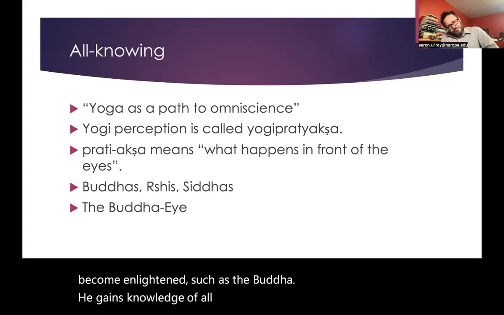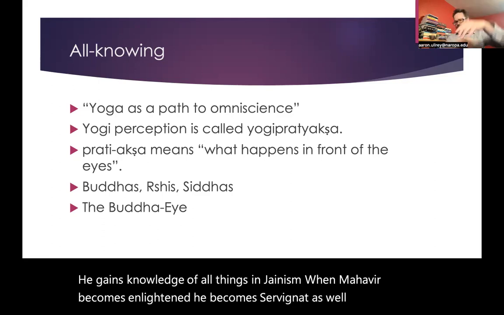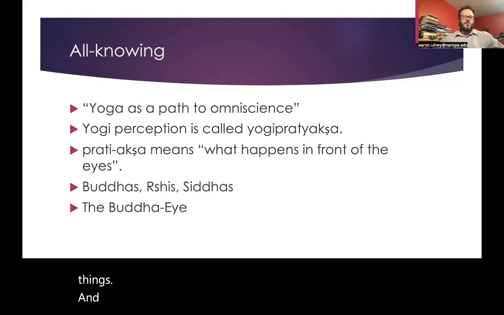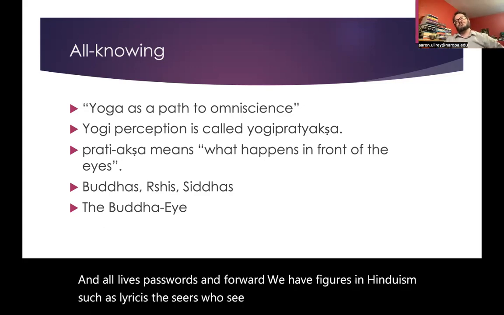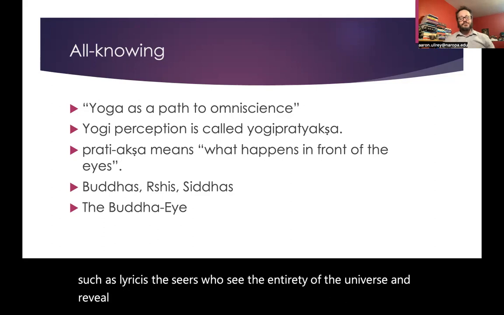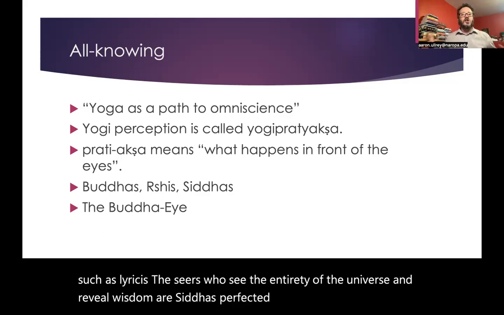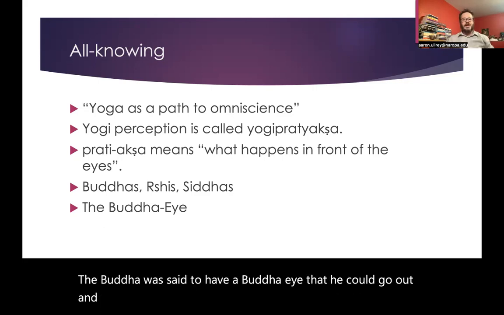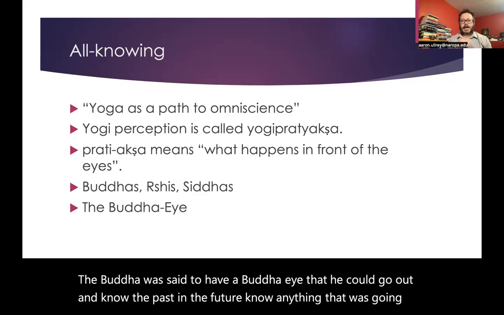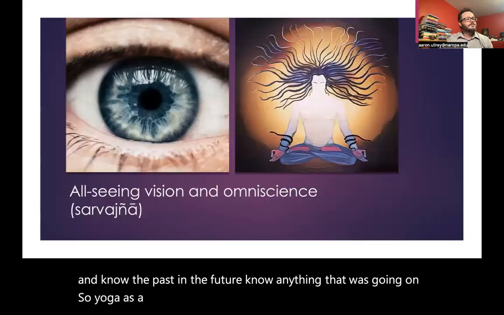In Jainism, when Mahavir becomes enlightened, he becomes sarvagnya as well. He knows all things and all lives, past and forward. We have figures in Hinduism, such as rishis, the seers who see the entirety of the universe and reveal wisdom, or siddhas, perfected ones who are all-knowing. The Buddha was said to have a Buddha eye, that he could go out and know the past and the future, know anything that was going on. So, yoga as a path of all-knowing.